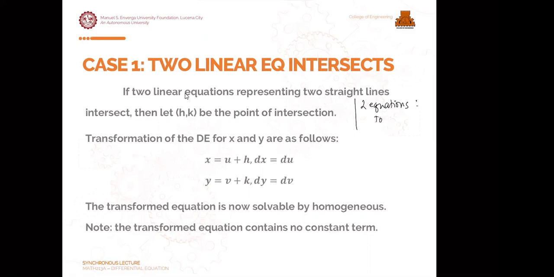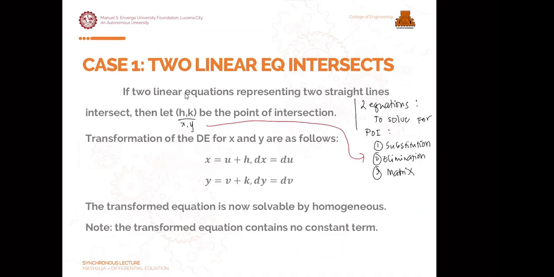To solve for the point of intersection, we can, number one, solve it by substitution, okay? Para makuha natin yung value ng x and y. Or pwedeng by elimination, no? Kaya pwedeng by matrix kung gusto ninyo, kung saan kayo mas nadadalian. Okay? And then after natin makuha yung point of intersection na yon na h and k pertaining doon sa x and y value na makukuha natin dito sa solution na to.